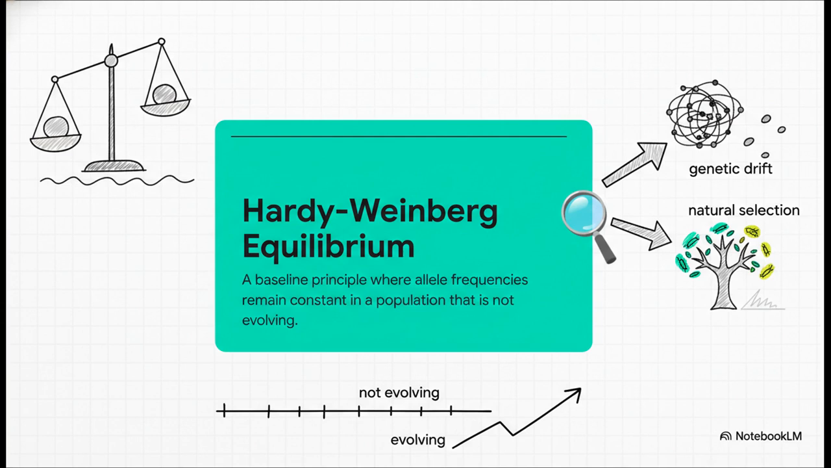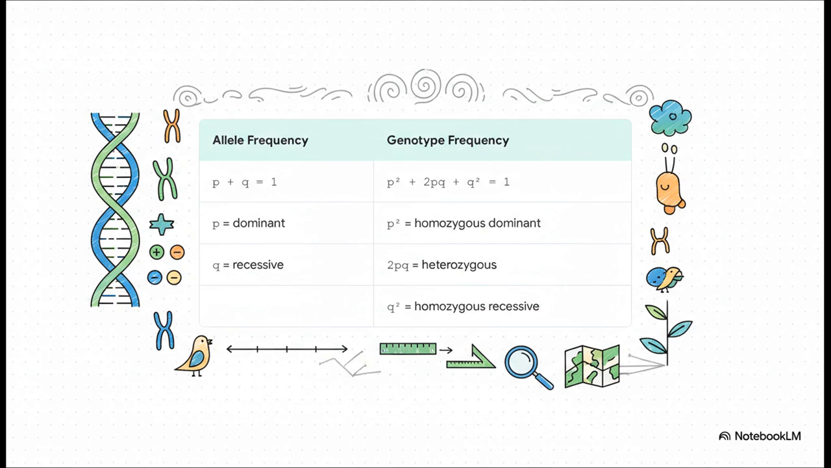So if we look at a real population and its numbers don't match this perfect baseline, well, that's a huge red flag that evolution is happening. It tells us some force, like natural selection, is pushing things around. And this whole idea boils down to these two beautiful little equations.